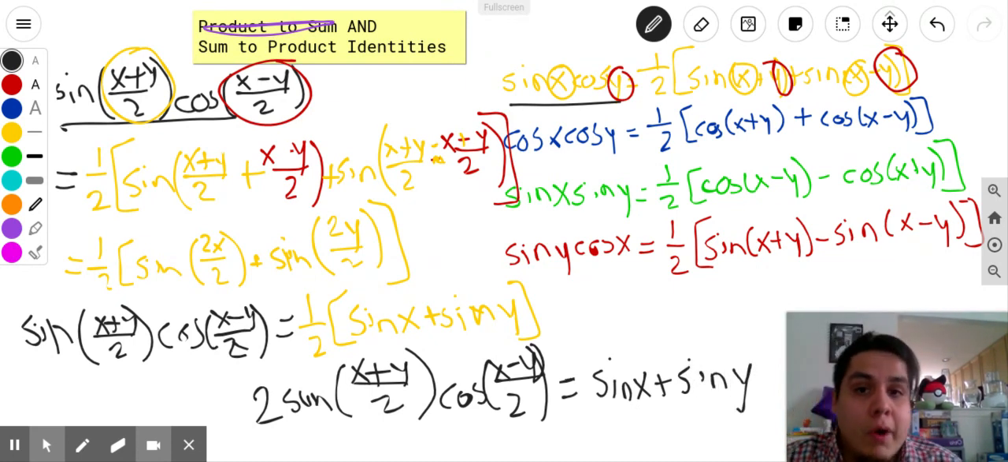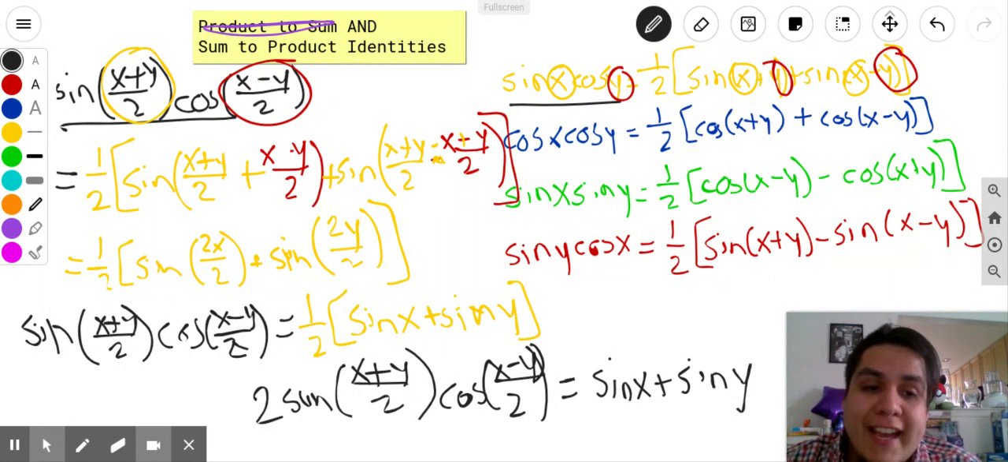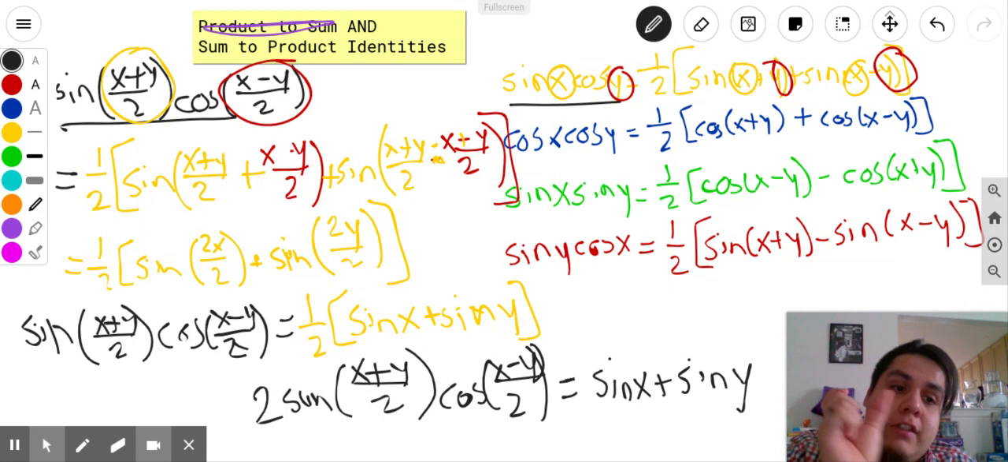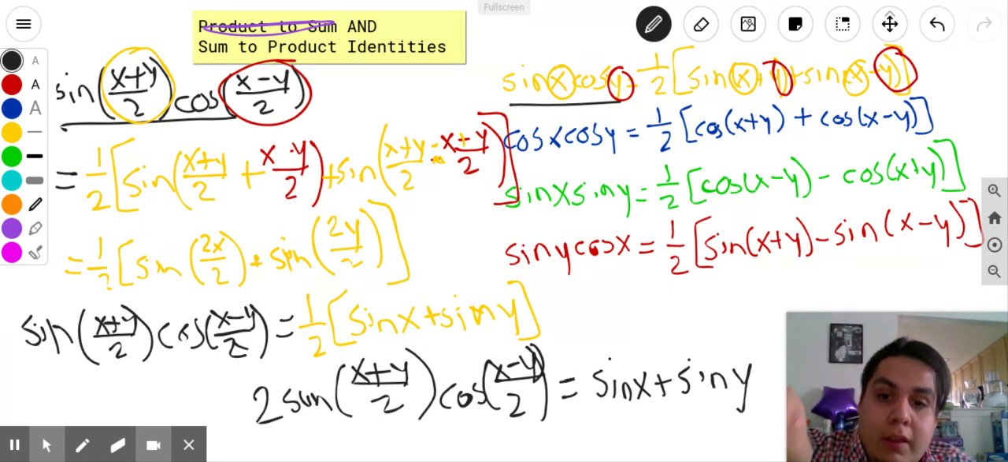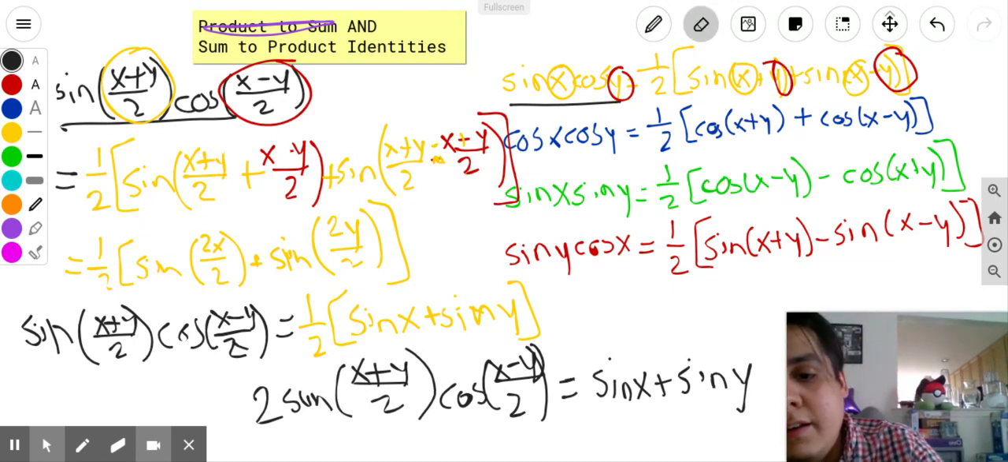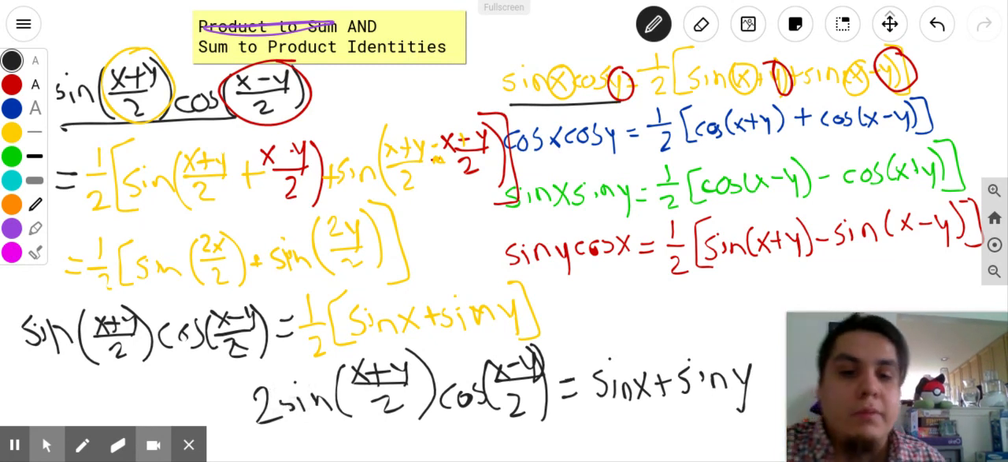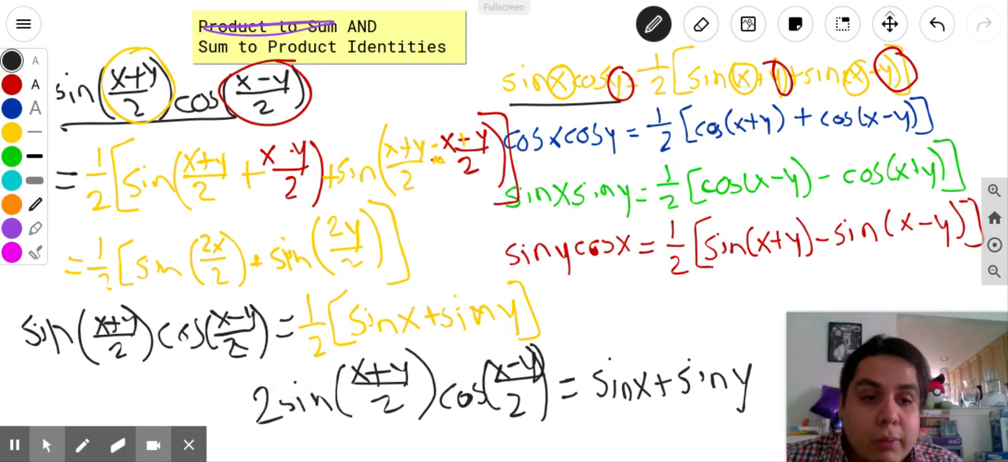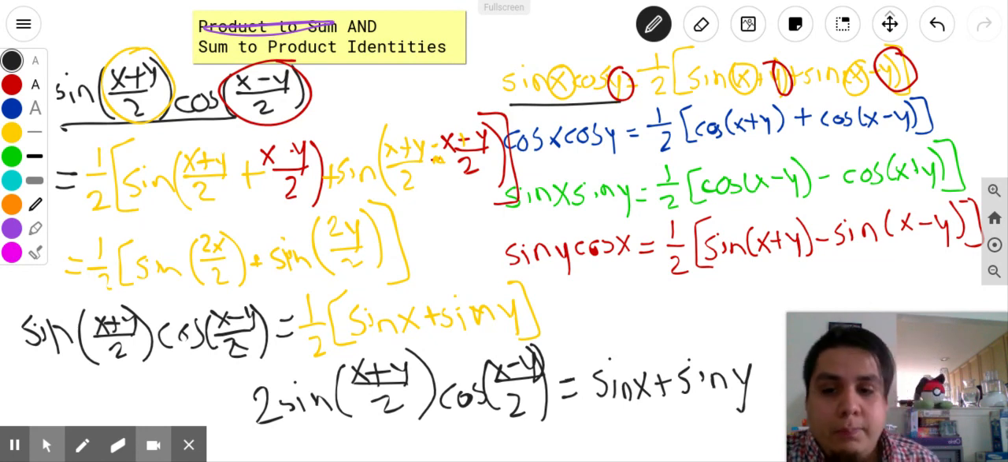So that's one of my sum to product identities. If I ever see a sine of x plus a sine of y, I can replace it with 2 sine of x plus y divided by 2 times cosine of x minus y divided by 2. That's an identity that we can use.